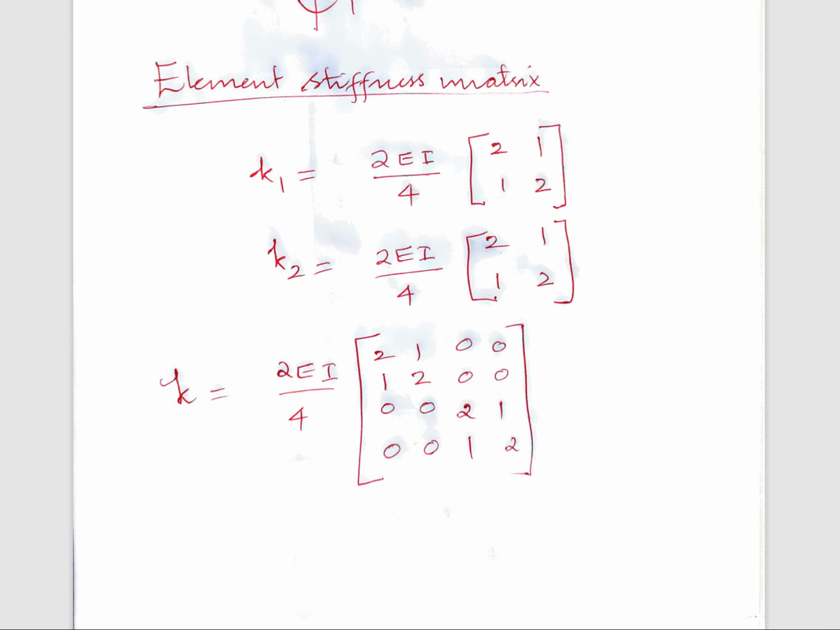So the next step is the element stiffness matrix. K1 is equal to 2EI by 4 because L is equal to 4 for AB. And for BC also L is equal to 4. So again 2EI by 4 into [2, 1; 1, 2]. The flexural rigidity is constant, no change in the EI value is mentioned, so we can continue as EI. And the total element stiffness matrix, small k. 2EI by 4 can be taken outside and assemble the elements.